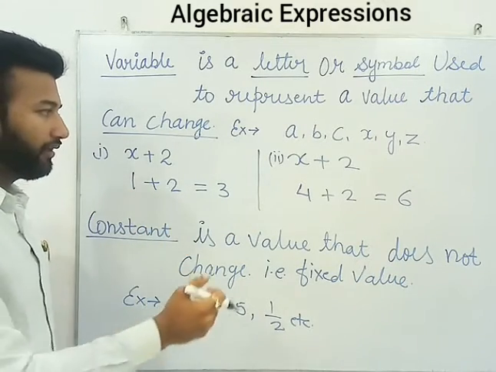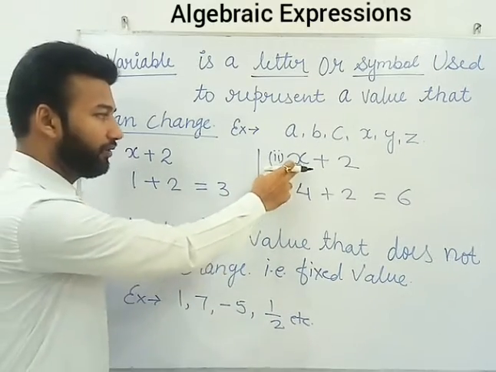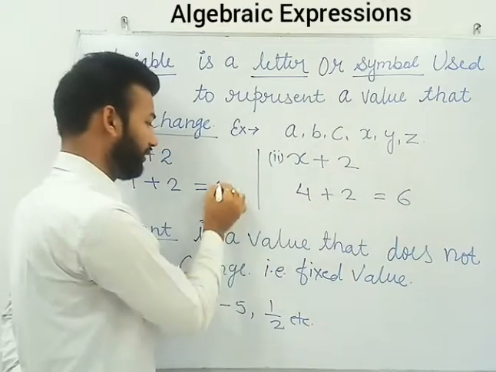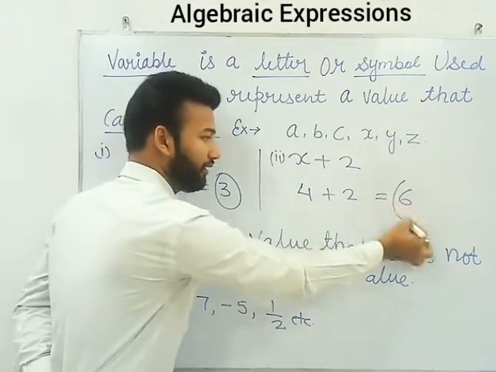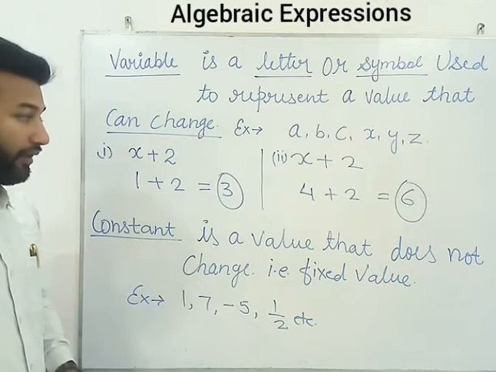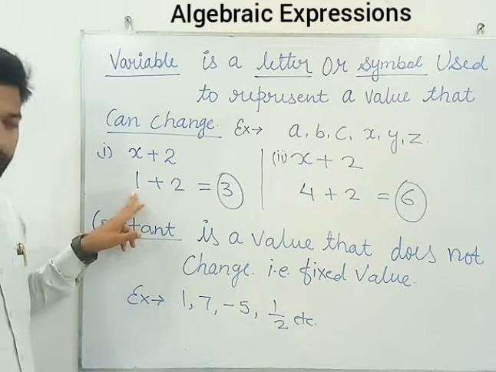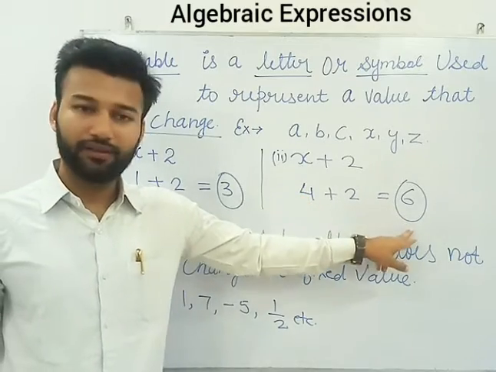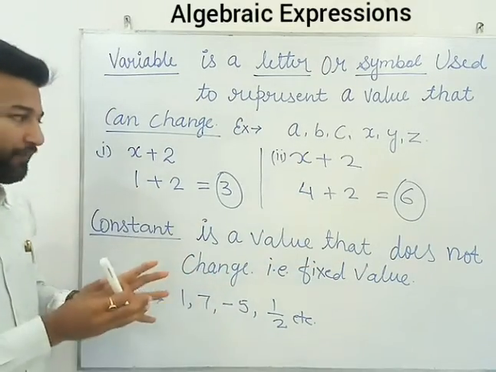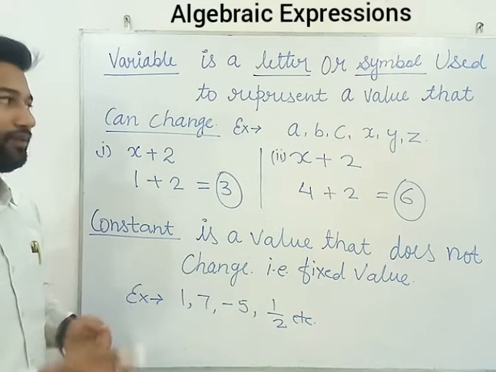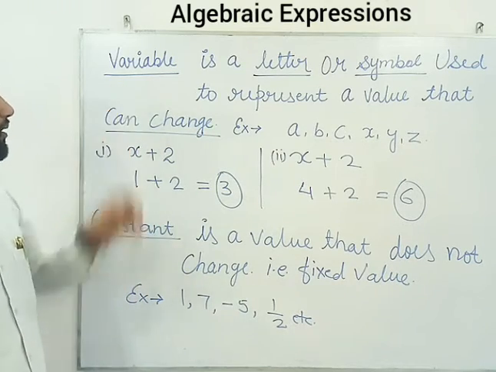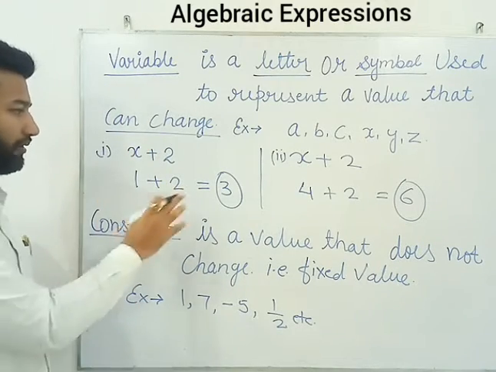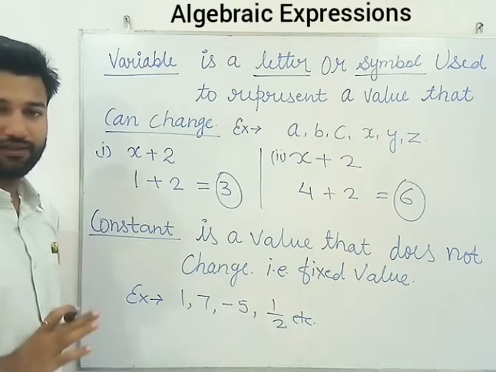Again we are going to change the value of x. On the place of x, 4. See, 4 plus 2 is 6. Here the result is 3 and here 6. When we put the value of x as 1, the result is 3, and when we put the value of x as 4, the result is 6. So the value is changing, then the result is also changing. That's why variable: vary means changeable. So this is the example. I think it is clear.